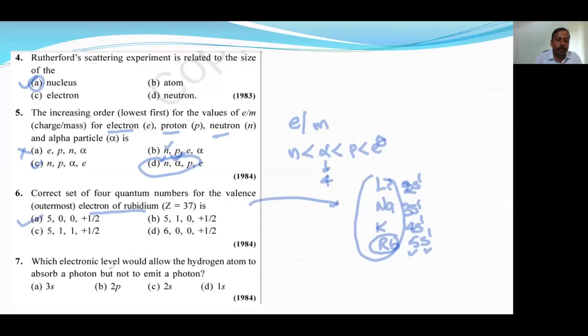Next, which electronic level would allow the hydrogen atom to absorb a photon but not emit a photon? That means it can absorb only, but it can never emit. That means it is already in the ground state. So it is very close that it can never go back. So what is the answer? D is the correct answer. Up to 7th it is clear now.